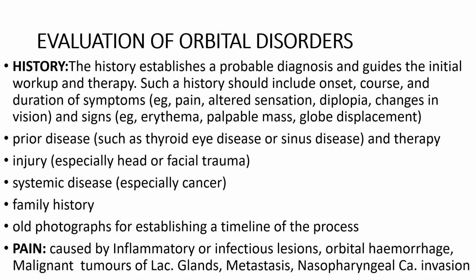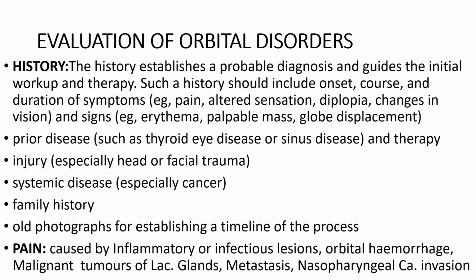Such a history should include onset, course, and duration of the symptoms like pain, altered sensation, diplopia, changes in the vision, and signs like erythema, palpable mass, globe displacement. Prior disease like thyroid eye disease or sinus disease, and any therapy taken by the patient.